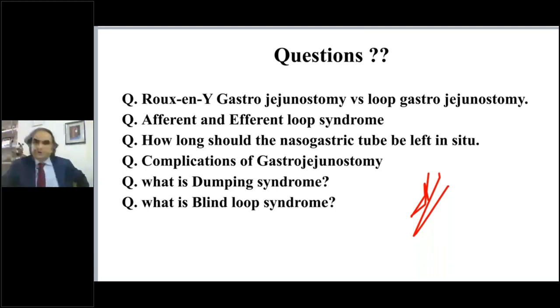Audio connection. Can you hear me? Yes, sir. Yeah, the problem is the issue with, can you hear me?